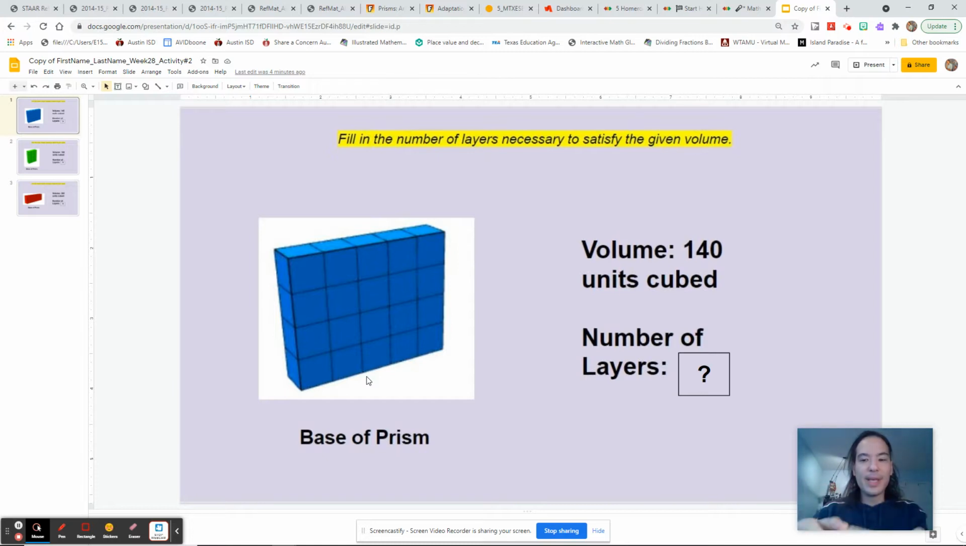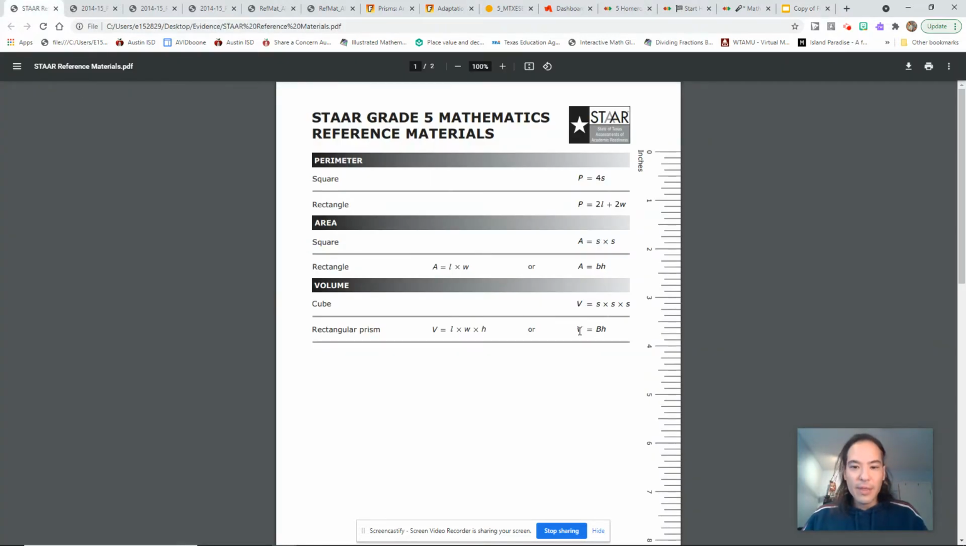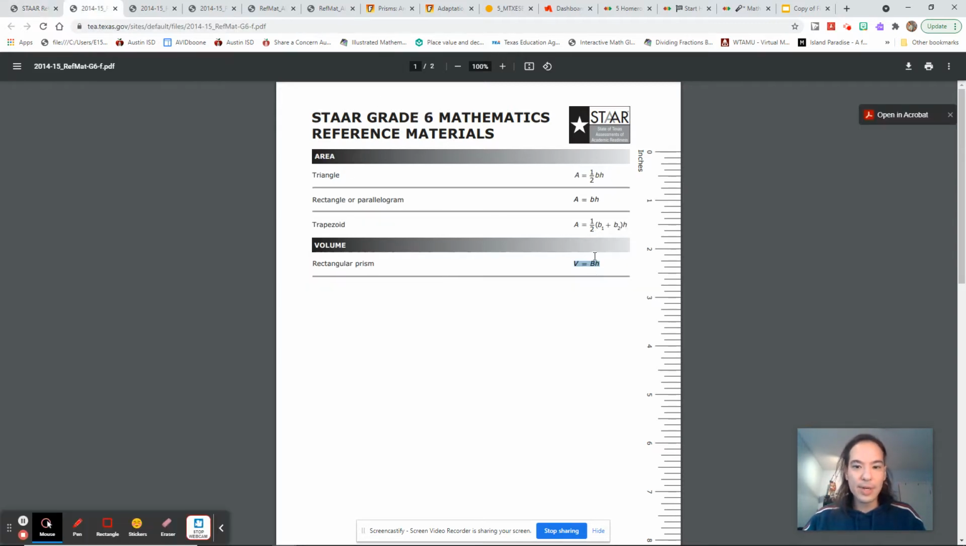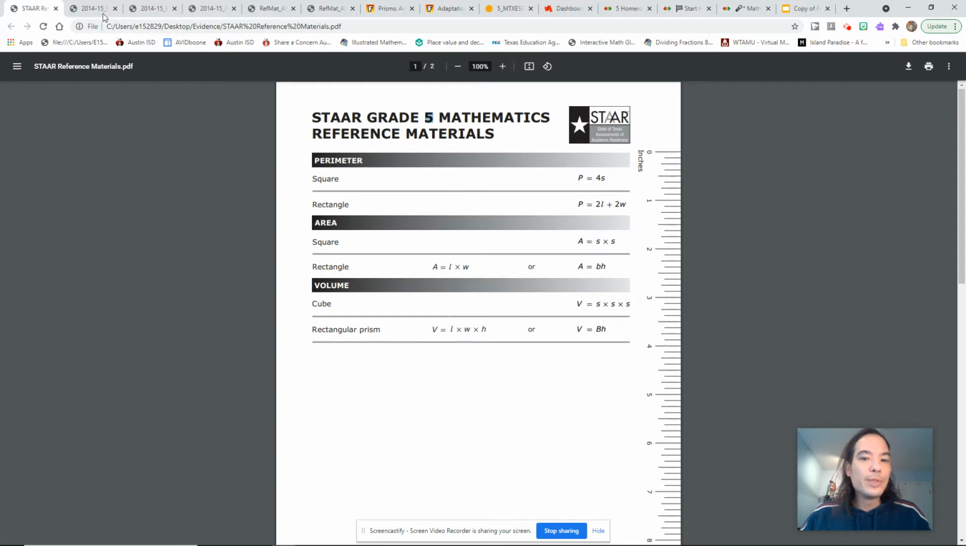This is the base layer, so this would be the bottom layer. So they're saying that this is the bottom layer. How many layers do we need to get this volume? And then how many layers of this base do we need to get the volume? Today we're using the volume equals base times height formula off of your STAR cheat sheet for 5th grade. Remember, by the time you're in 6th grade, this is your formula for volume of a rectangular prism on your STAR 6th grade cheat sheet. So volume equals base times height is what we're using today.